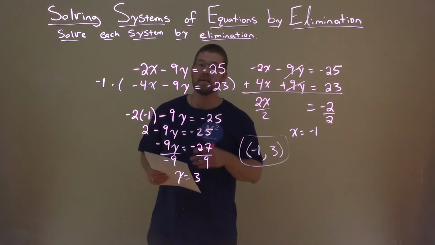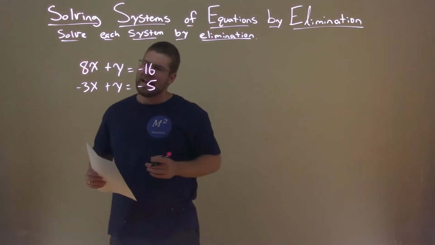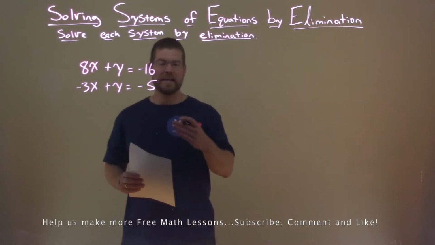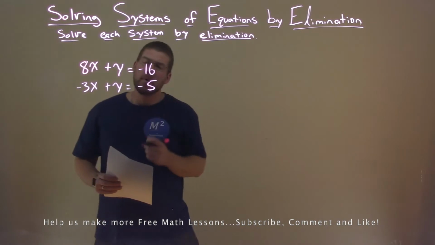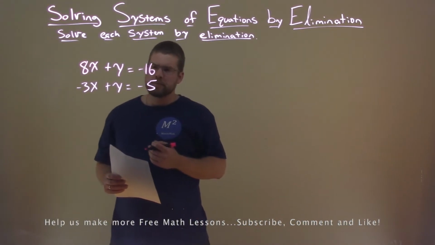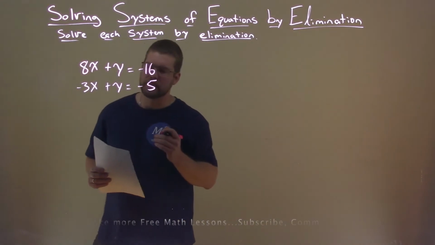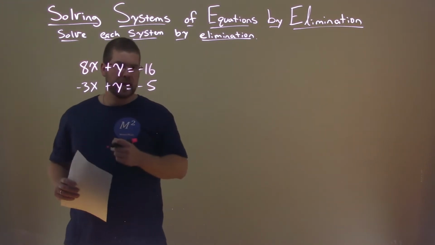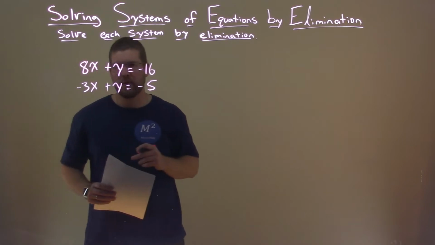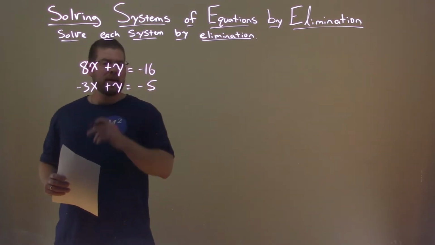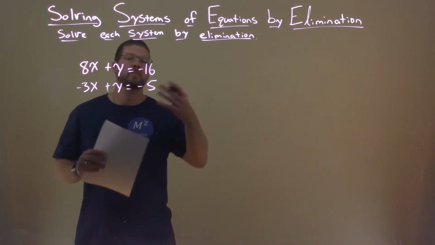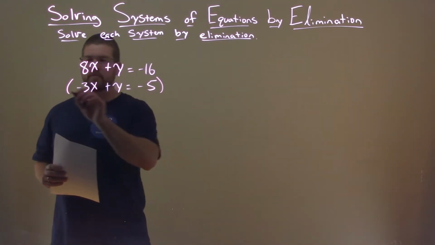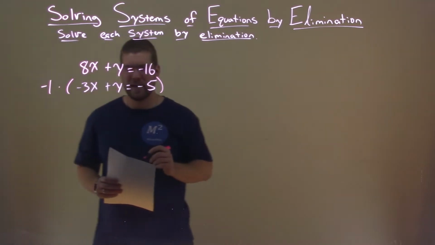When solving this by elimination. So we're given 8x plus y equals negative 16, and negative 3x plus y equals negative 5. And we want to solve this by elimination. I like to add my two equations here. Well, if I add them right now, nothing gets eliminated. Closest thing I can see is y and y right there. So if I can make that a negative y, and I add them together, it will eliminate the y variable. So I'm going to take my second equation and multiply it all by a negative 1.